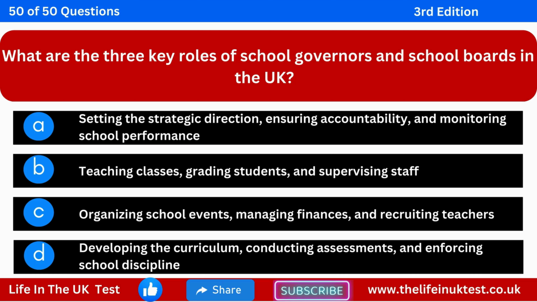What are the 3 key roles of school governors and school boards in the UK? Option A, setting the strategic direction, ensuring accountability, and monitoring school performance. Option B, teaching classes, grading students, and supervising staff. Option C, organizing school events, managing finances, and recruiting teachers. Option D, developing the curriculum, conducting assessments, and enforcing school discipline.